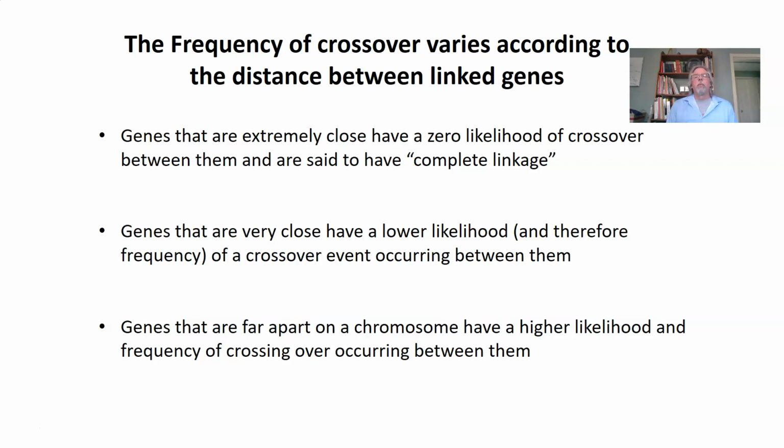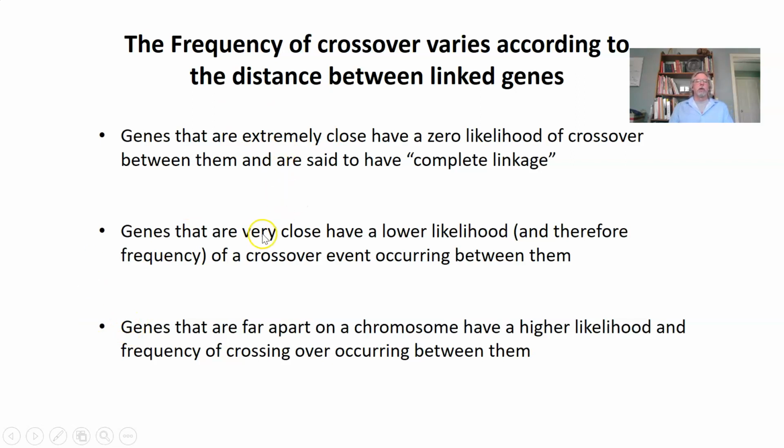And so they would typically produce a recombinant frequency of 0. And that's what we see in complete linkage. In complete linkage, you don't see any recombinant offspring, only non-recombinants. Recombinant frequency of 0, therefore, is complete linkage.